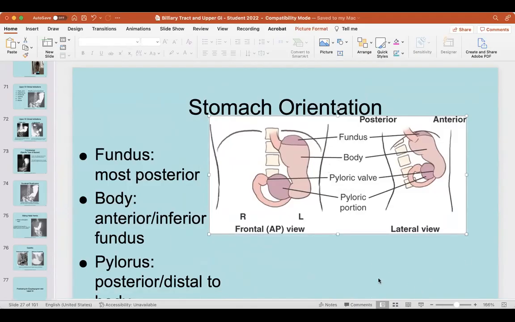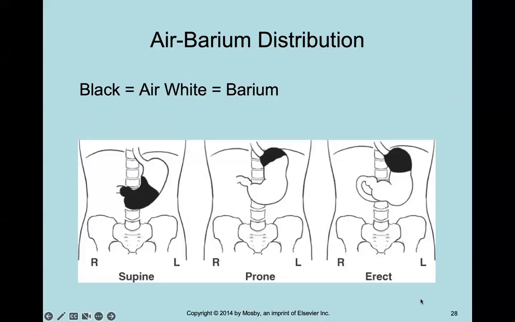So let's go back. Okay. Now, this is an air barium distribution diagram here. So remember, barium is white, air is black. So this one is with your patient supine, this one is with your patient prone, laying on their tummy, and this one's just standing up at the wall bucky. Okay, so let's start with this one because it's the easiest to understand. This patient is standing up at the wall bucky, erect.